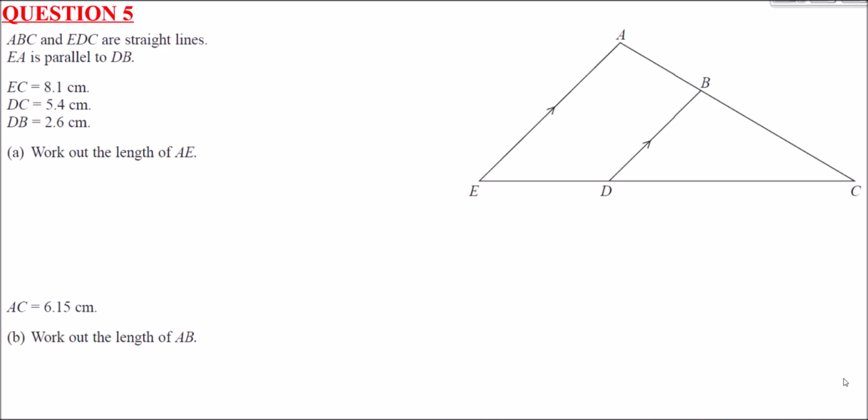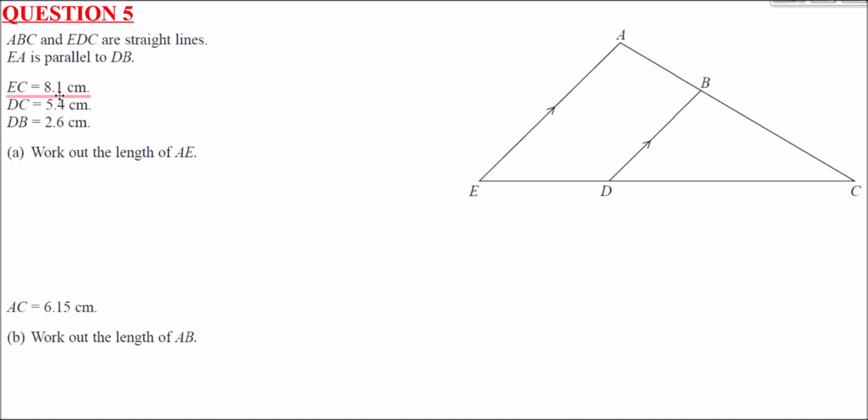Number 5, we have two triangles, a smaller one sitting inside a bigger one, and ABC, this line, and EDC are straight lines, which just confirms that these are two triangles. EA, this line here, is parallel to DB, so we're going in the same directions, hence these arrows. So let's label on what we know.